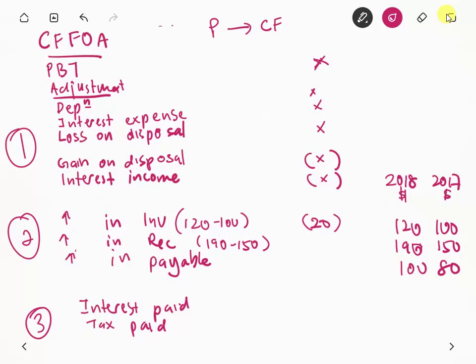Asset up, outflow. Receivable also up, asset up, 40. Same, asset up, outflow. Payable up, inflow. Payable, is it up? Yes, 20. Means my cash flow also up. This one here cannot be explained now, but pure memorizing first. Asset, opposite. Liability, follow. Payable up, liability follow.